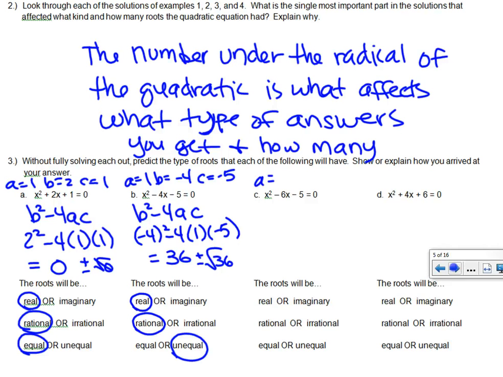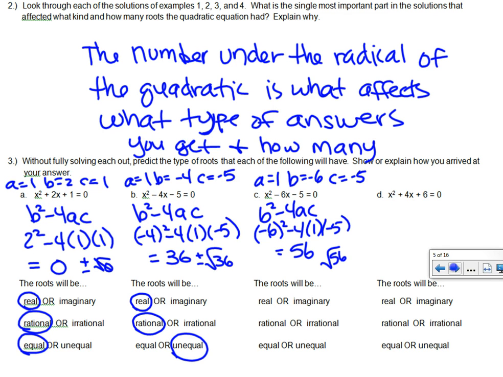C, a is 1, b is negative 6, and c is negative 5. Continuing to find that number under the radical because that'll tell me what type of answers I'm going to get. Okay, so this is going to be 56. Now, 56 under the radical is still a real number. This is not going to be a nice answer because radical 56 is not a perfect square, so it's going to be irrational. And we will get two different answers, so unequal.